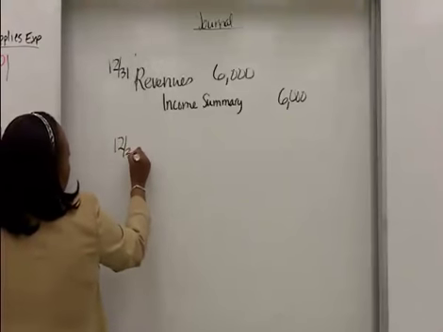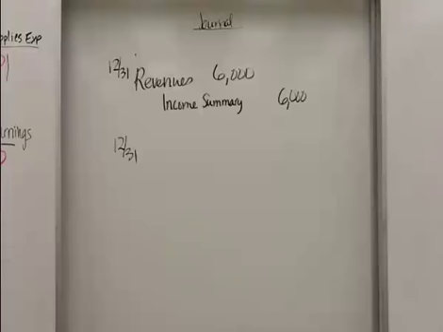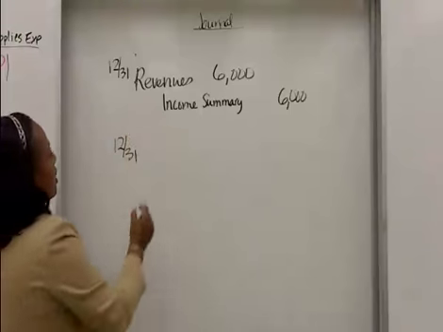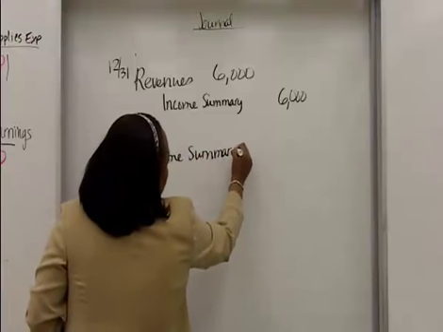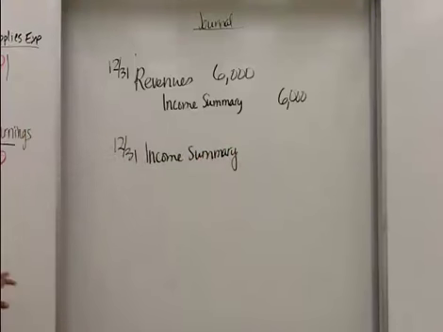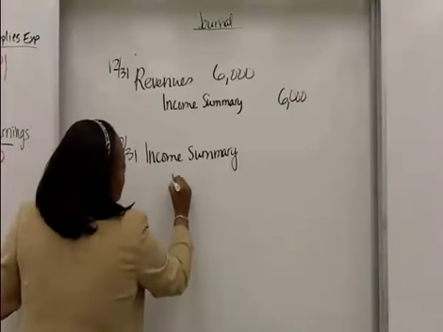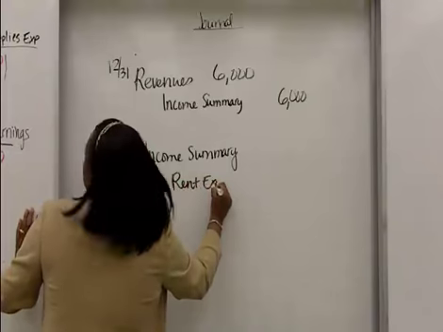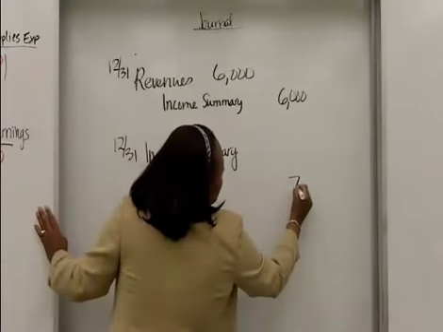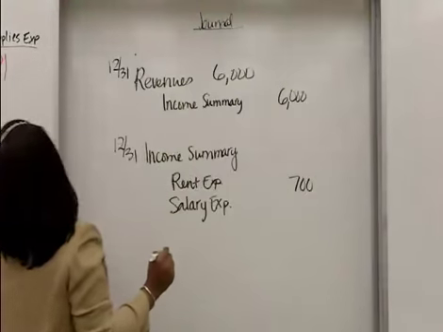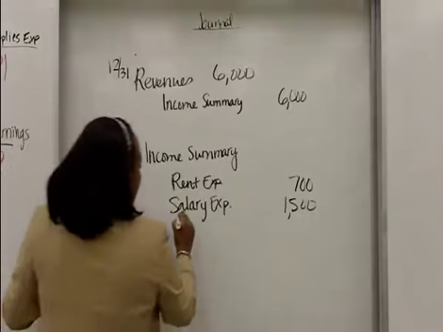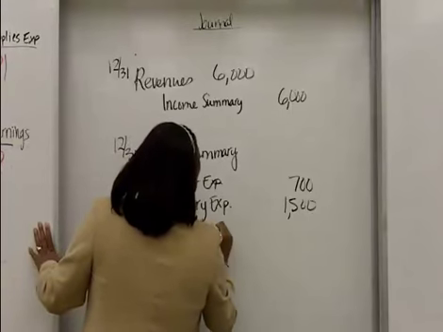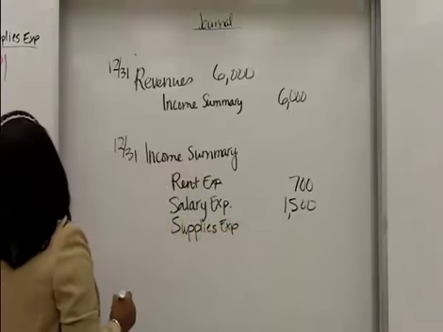12/31 is the date. We're going to have to debit some account, and we're going to go ahead and stick with the income summary account. So we're going to debit the income summary account, and I'm going to hold off on the amount, and you'll see why in a few moments. Okay, so rent expense was the first one, and we had a balance of 700. So we're going to credit rent expense for 700, and the balance for salaries expense was 1,500. And we had supplies expense, and we're going to credit that one as well for 600.